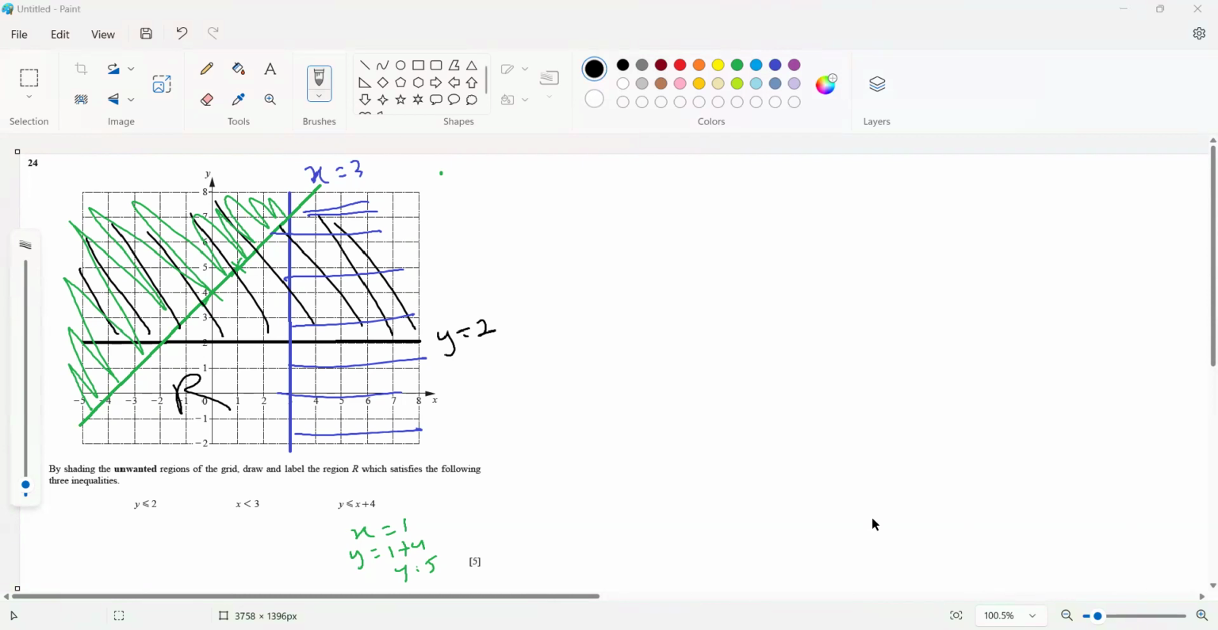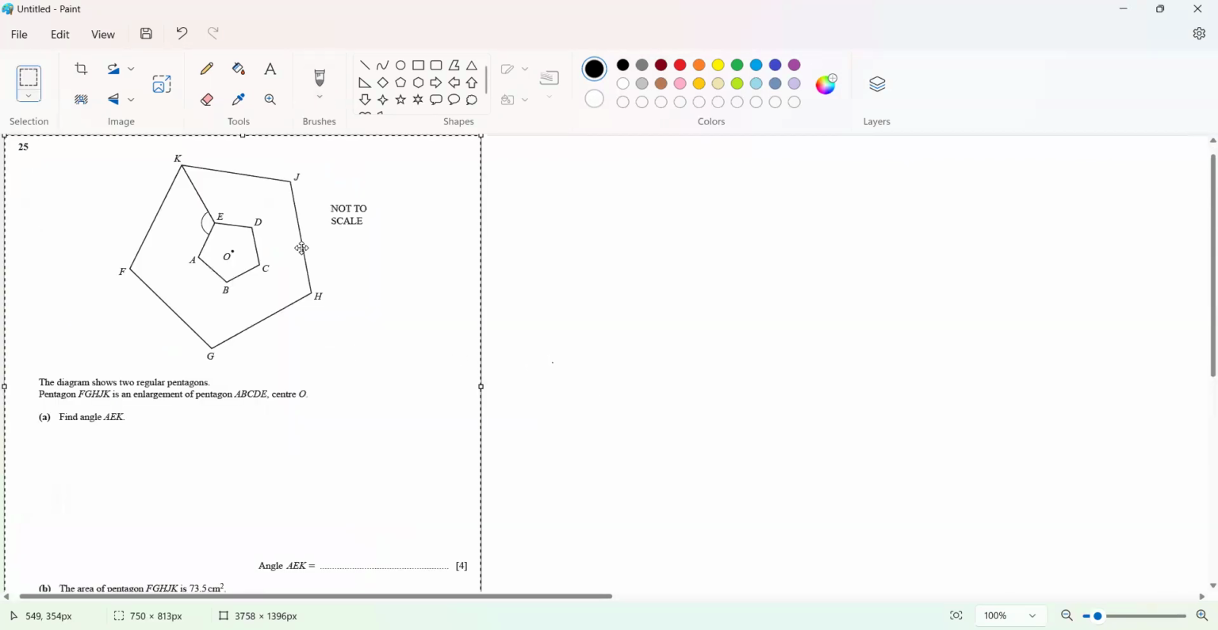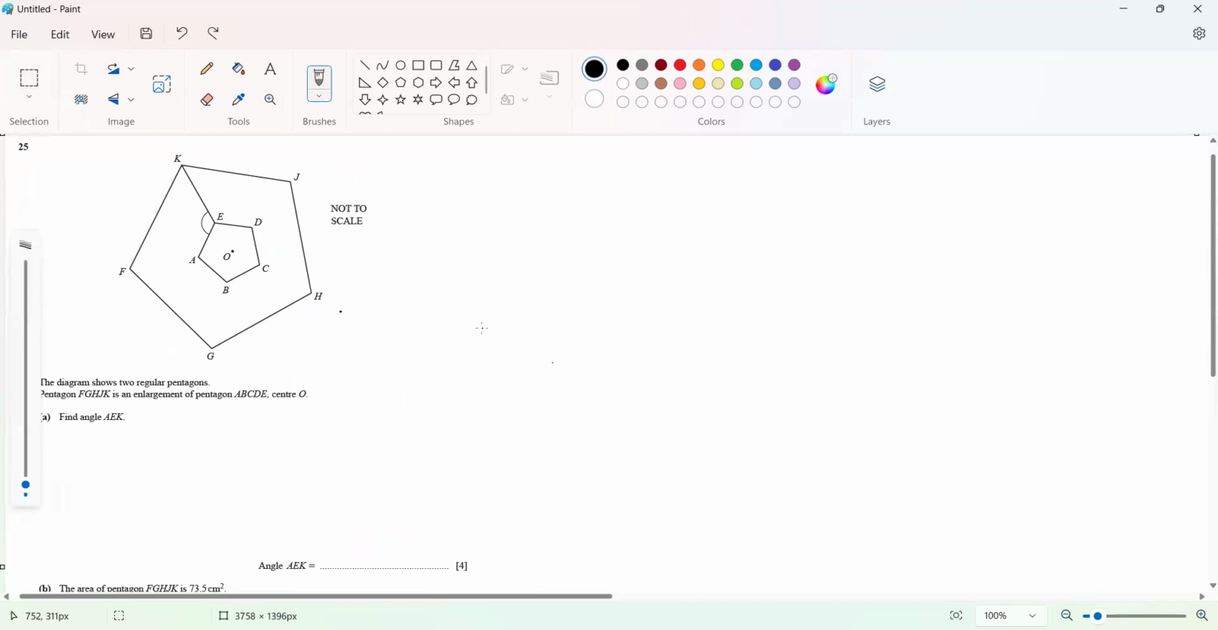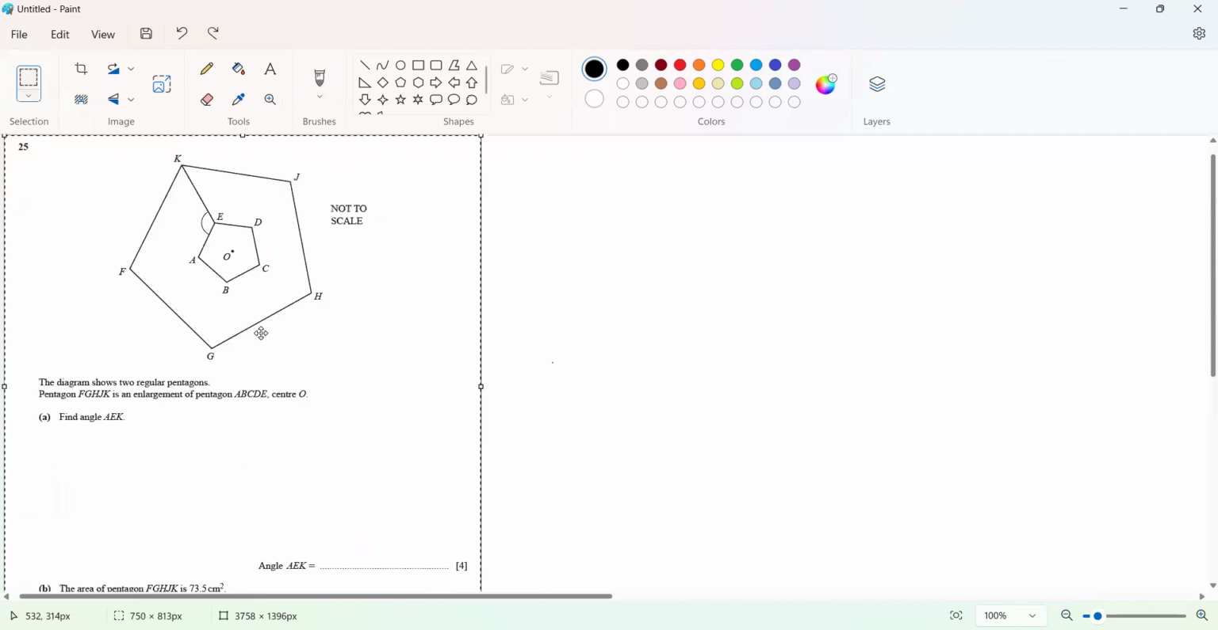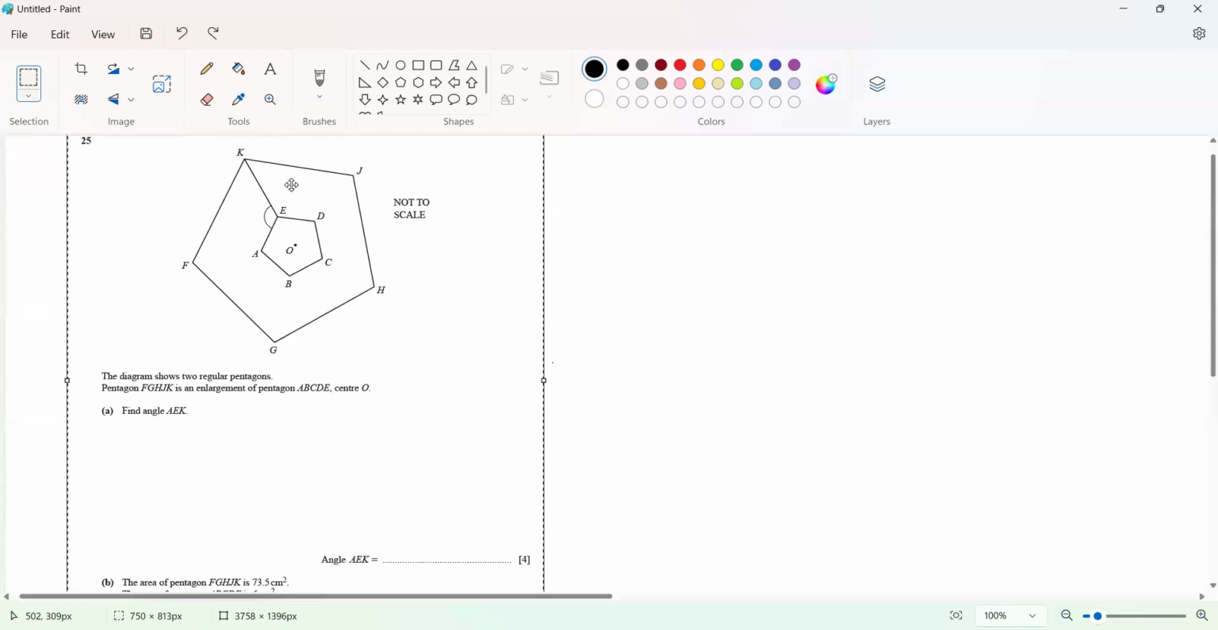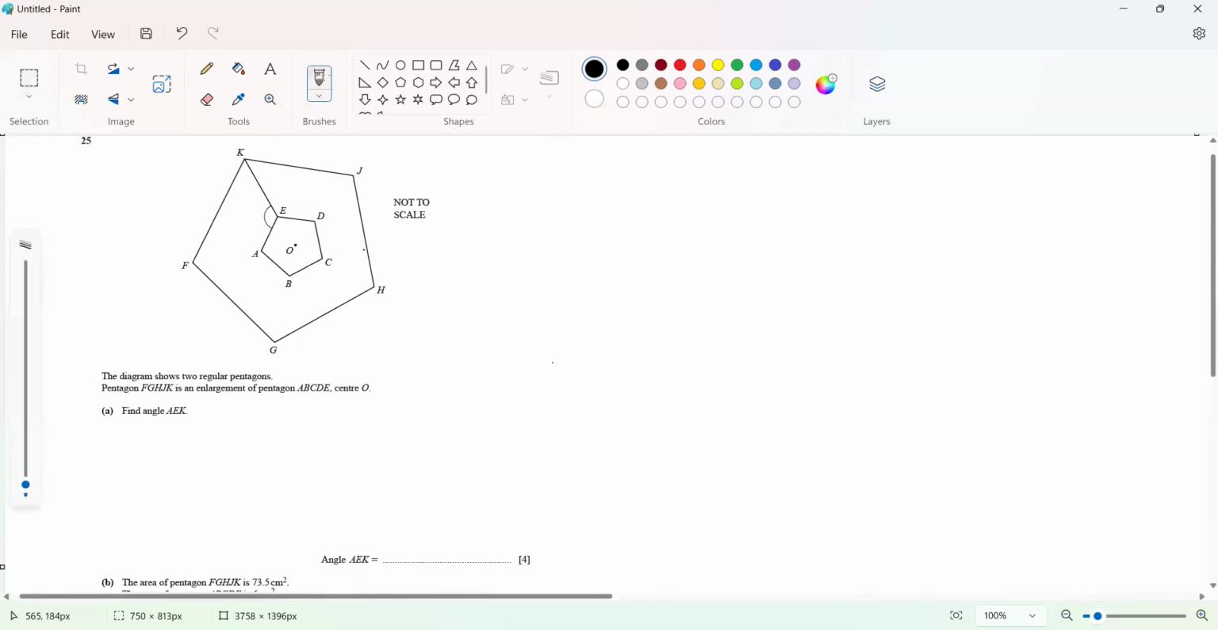So moving on to 25, our last question. For 25, we have two regular pentagons. Both are pentagons in this respect. And they ask us to find the angle AEK. So AEK is that portion there. To start, this is a line K to E. This is an enlargement with center O. So in other words, this is aligned with this, they are all aligned. They are positioned closer to the center.